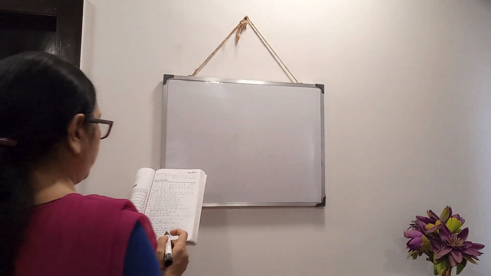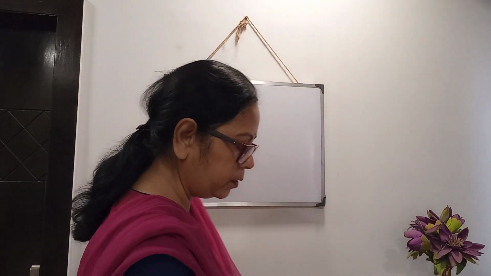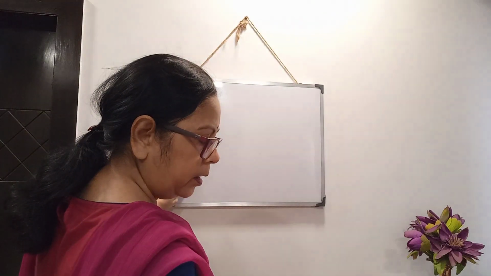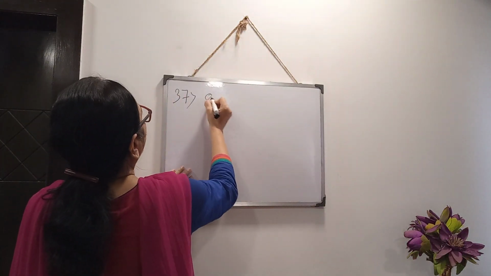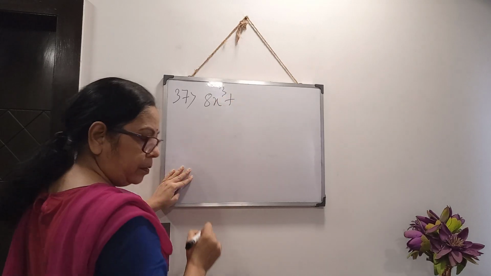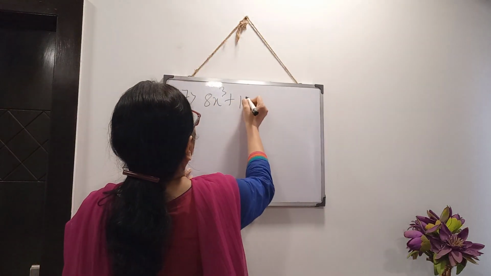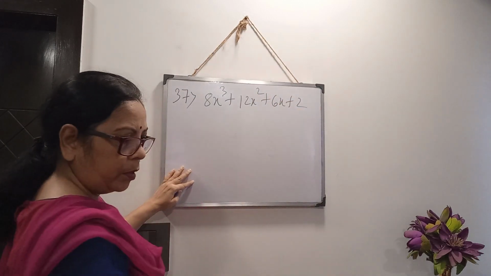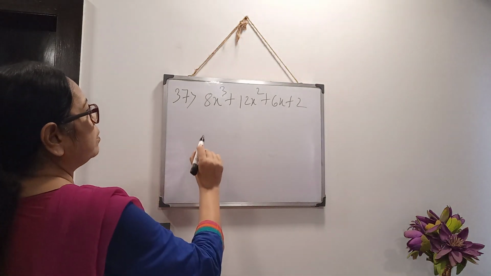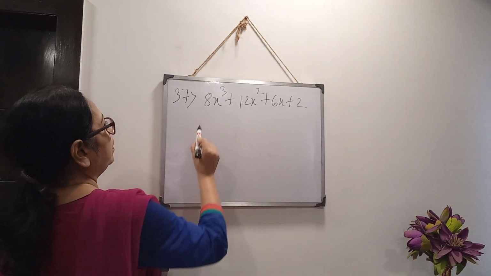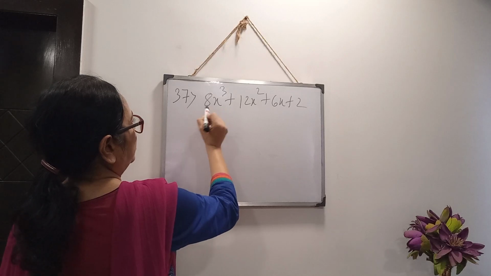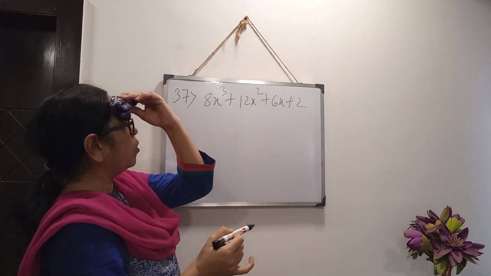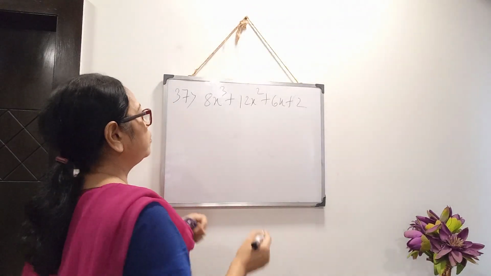36 is easy, the same type, you can do it yourself. I am doing 37. That is 8x cube plus 12x square plus 6x plus 2. Now here it is difficult to find out what your b is. A is 2x whole cube, from there you are getting a, but 2 is not the whole cube of any number. Clear? So how am I doing it?